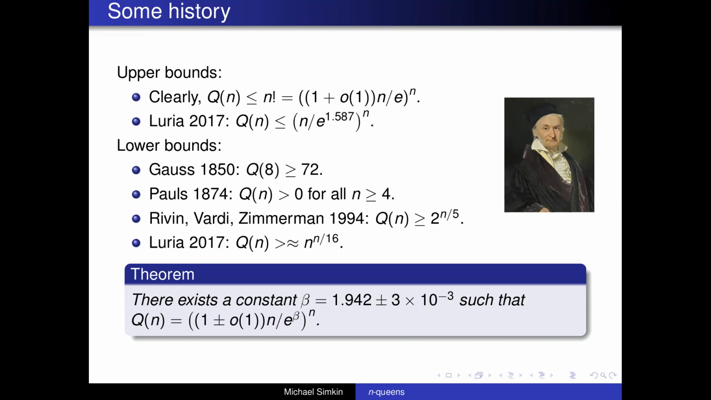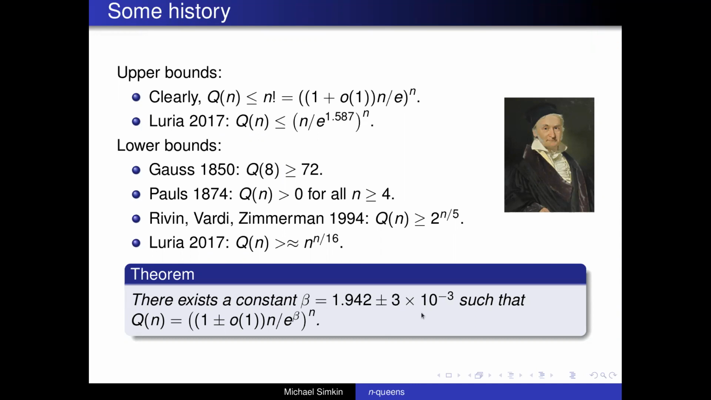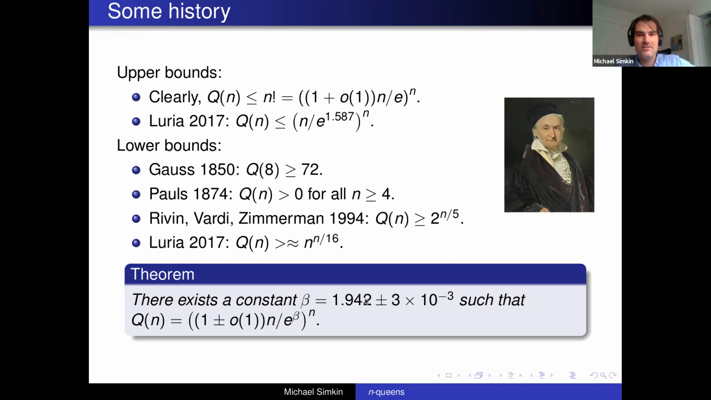Question? Yes. What does this plus minus mean? Is that a lower and upper bound? Yeah. Okay. So there are 2 plus minuses here. There's beta equals 1.942 plus minus this thing. By this I just mean that beta is contained in the interval 1.942 plus whatever it says here, and minus whatever it says here.